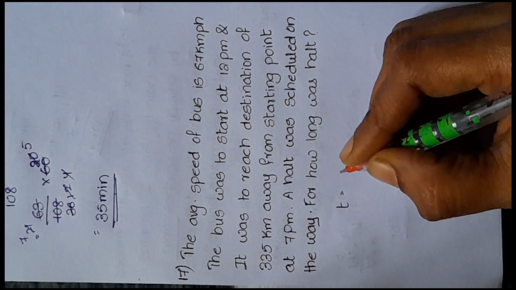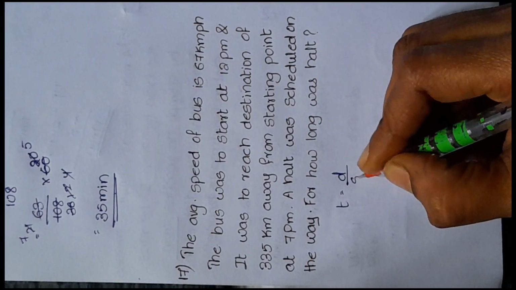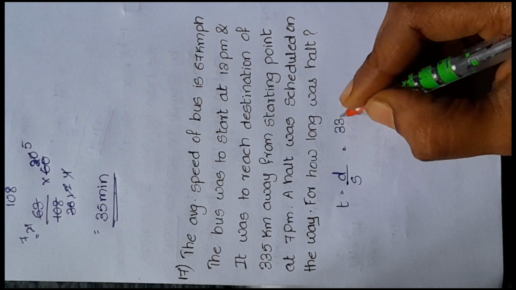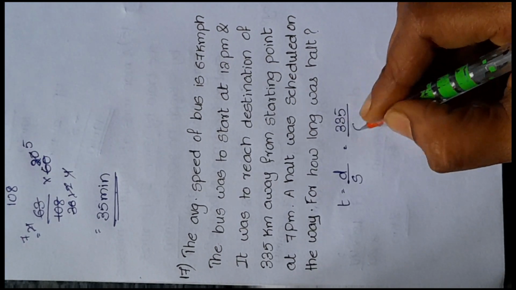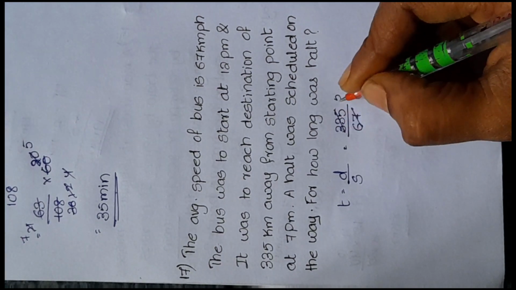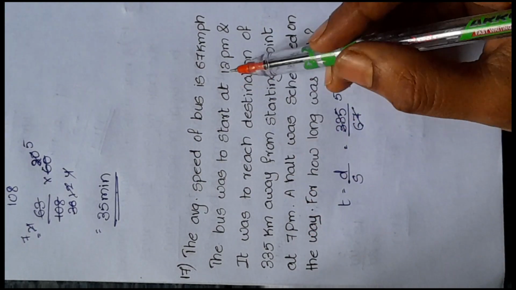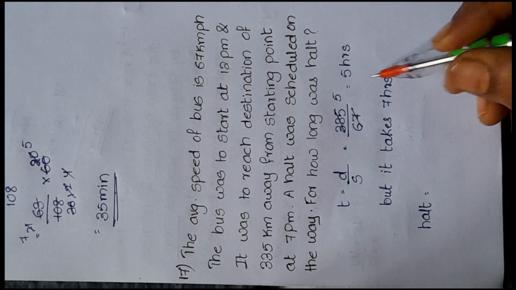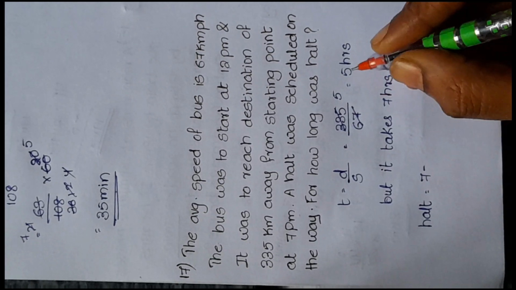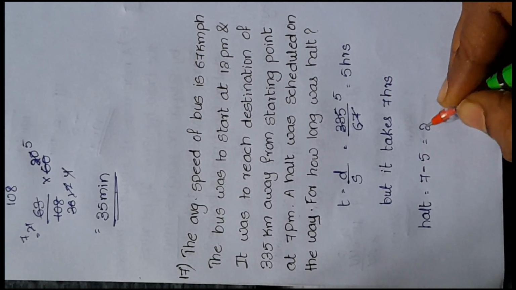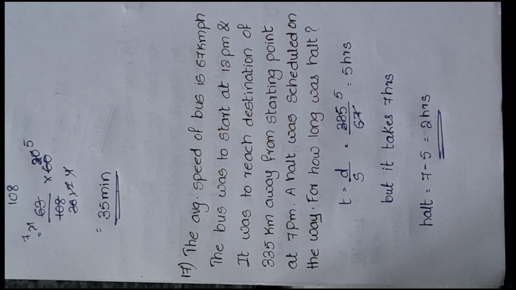We know that time is equal to distance by speed, which is 335 kilometers by the speed 67, which is 5 hours. But it takes 7 hours, that is 12 to 7. So 7 minus the time taken, 5, is equal to 2 hours, which is the halt time.